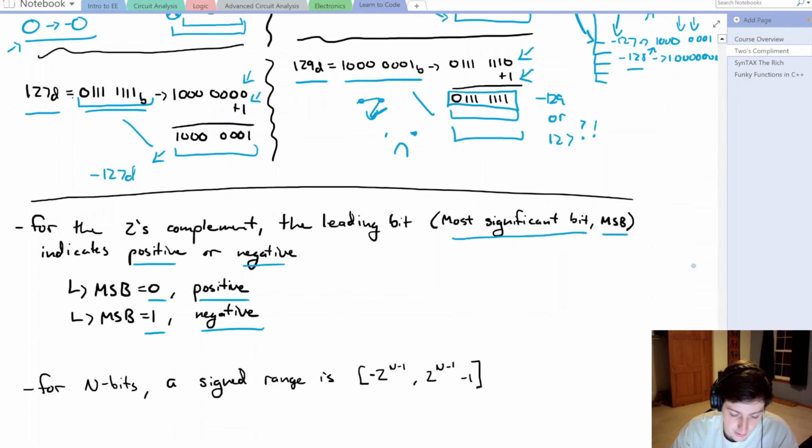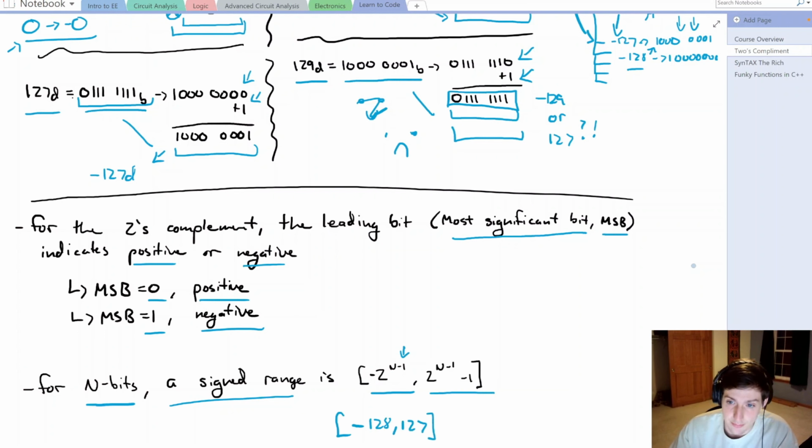So if we look at n bits, what we can say is that the signed range is minus 2 to the n minus 1, and that's going to go to 2 to the n minus 1 minus 1. So in the case of a signed byte, we are minus 128 to 127. That is our possible values.